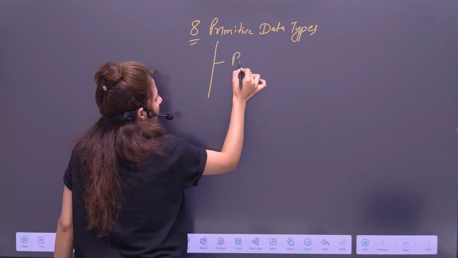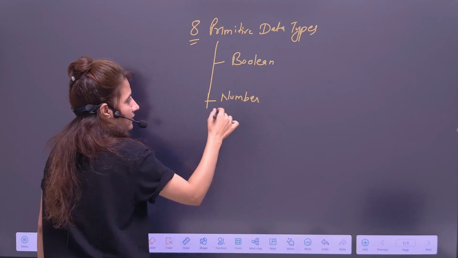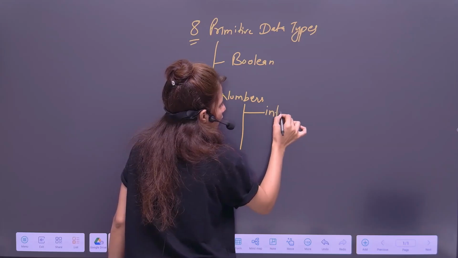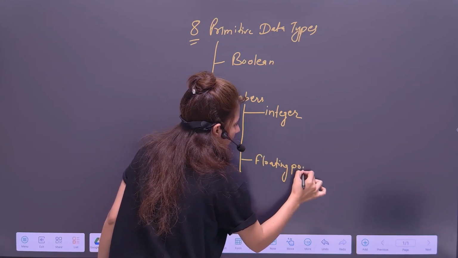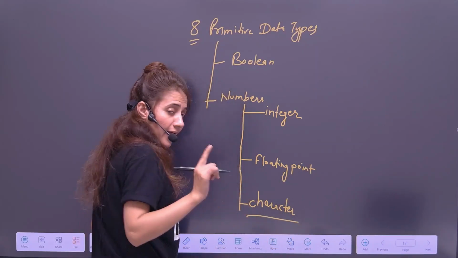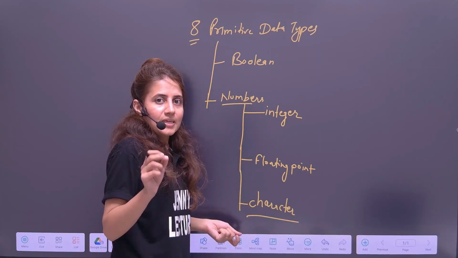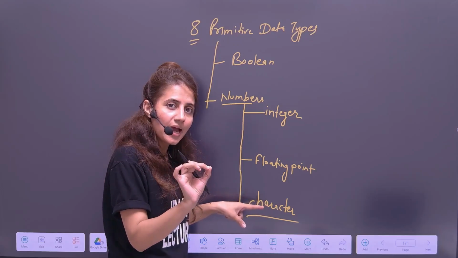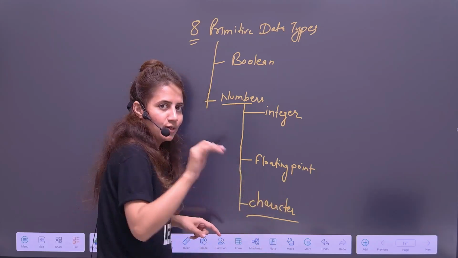And what are those? We have Boolean, and broadly if we categorize this, then numbers. Again, numbers are divided into integer, then floating point number, and we have character. Yes, character also comes under numbers or numeric data type, because internally characters are stored as an unsigned integer in Java. Okay, we will discuss this in detail, don't worry.